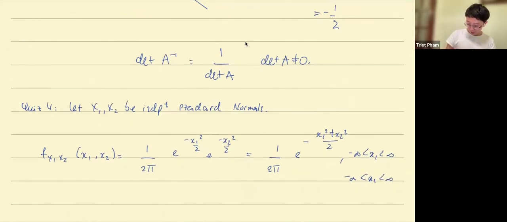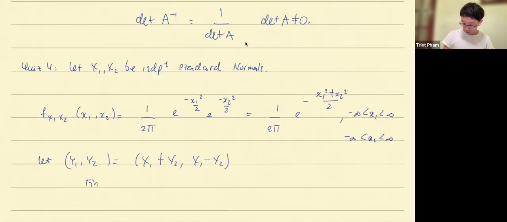Let Y be the same, right? X1 plus X2, X1 minus X2. Find the joint density of Y1, Y2.